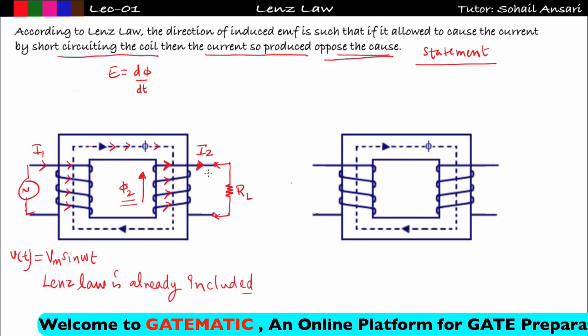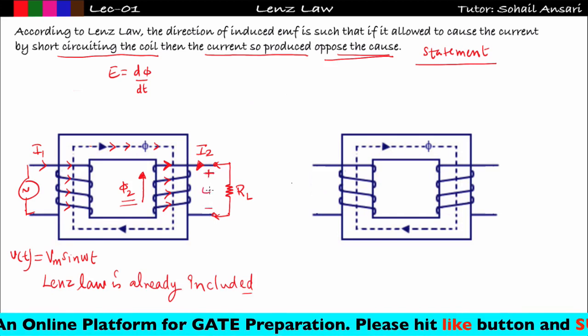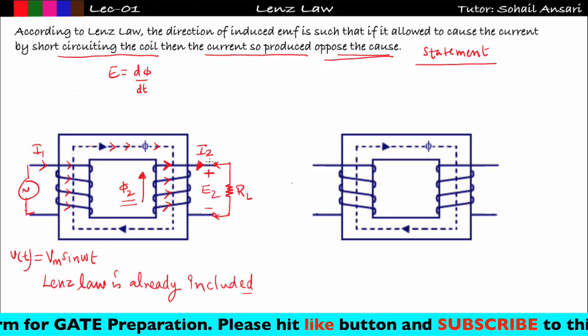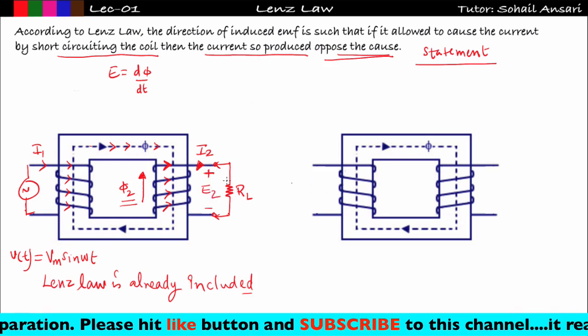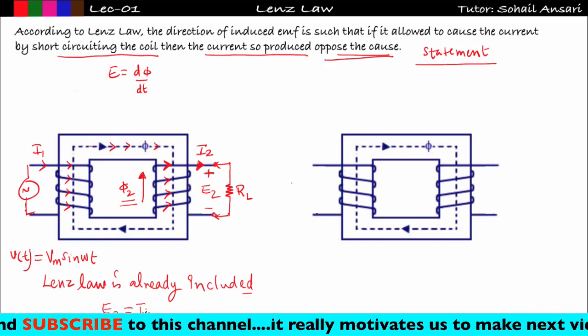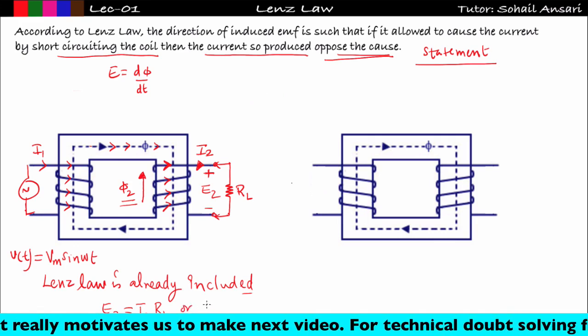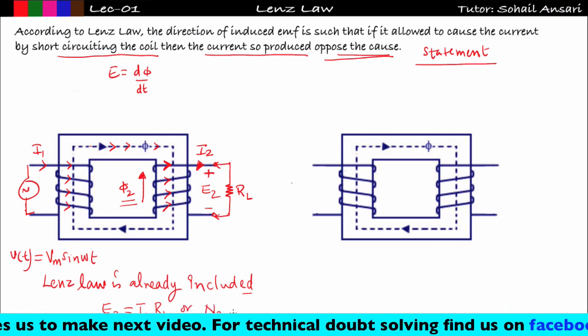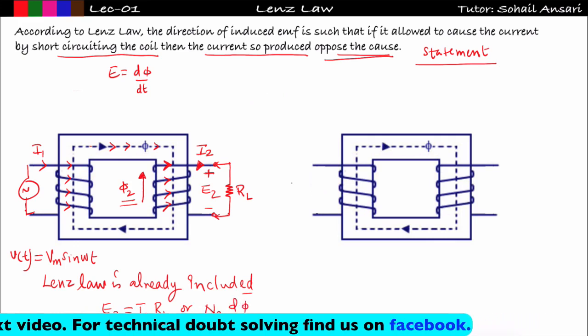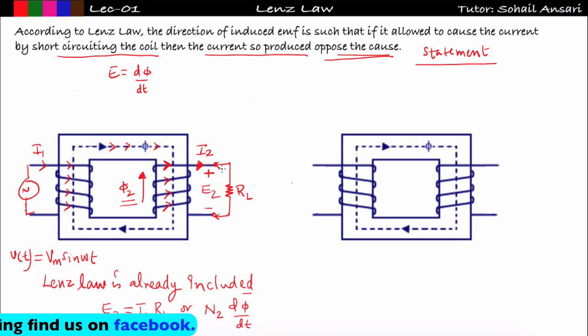That means the polarity of EMF E2 will be something like this, according to the direction of current, and E2 will be equal to I2 into RL, or you can say this is equal to N2, the number of turns, times d phi by dt. Here we are not applying the negative sign because Lenz law is already included in the direction of current. Got it? Now see the second example.